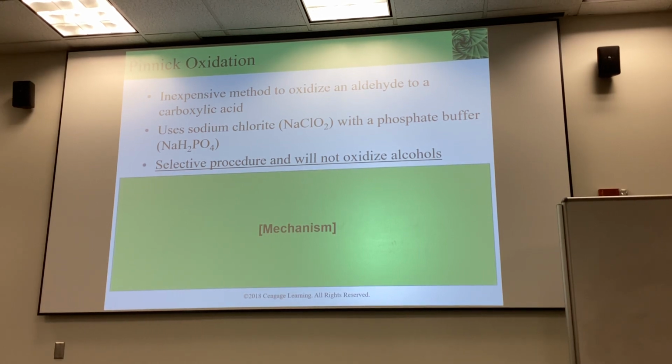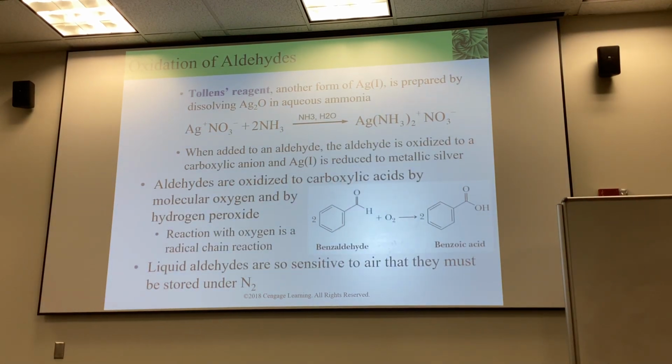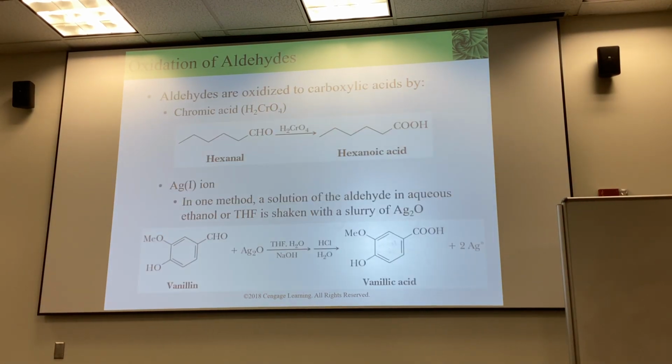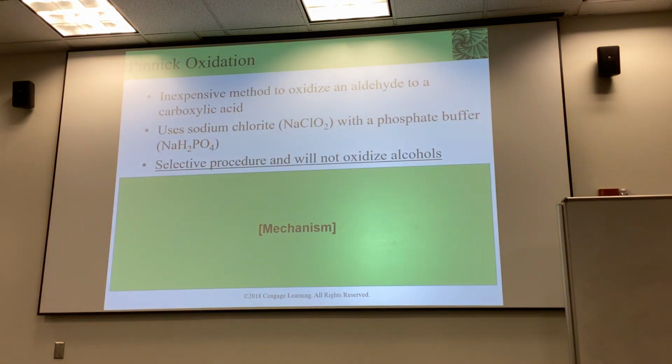Pinnick oxidation. We have a mechanism for this one. This is an inexpensive method to oxidize an aldehyde to a carboxylic acid. So if we go back here, we're using straight up silver or chromium, which, I mean, those have value, right? So this is a much cheaper way to do it.